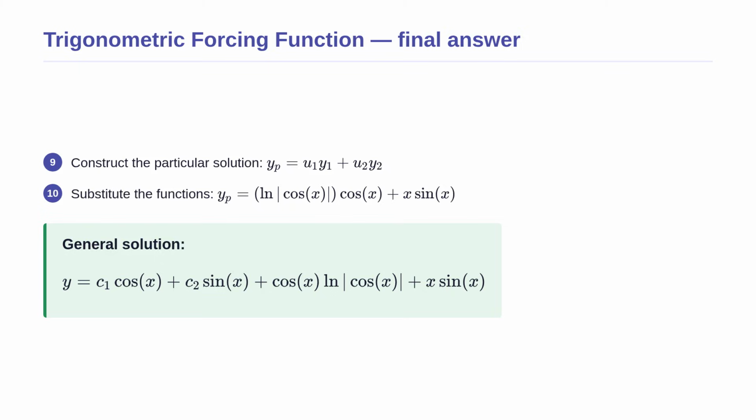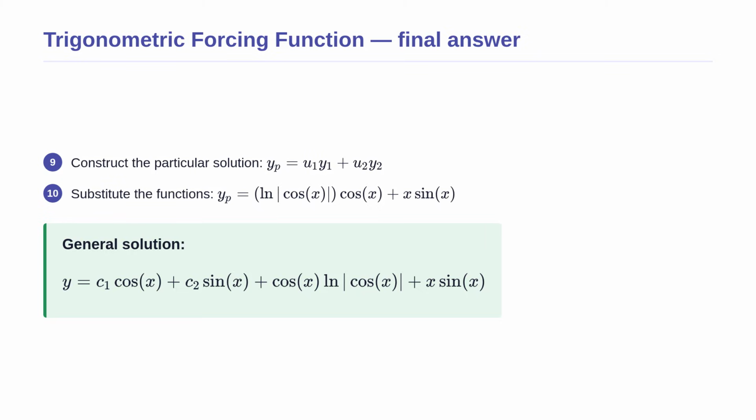We construct the particular solution by multiplying our first parameter by the cosine function and our second parameter by the sine function. Adding these together gives us the specific response to the secant forcing function. Finally, we write down the complete general solution.